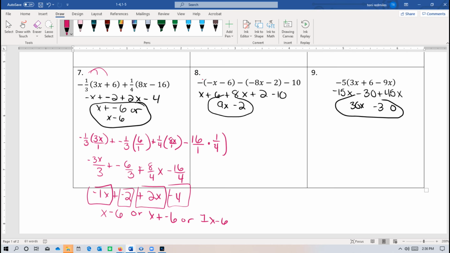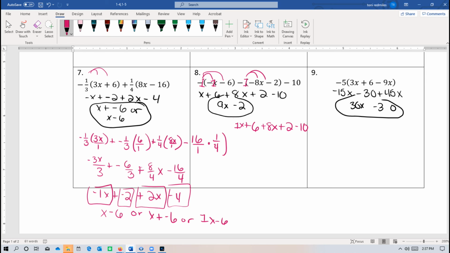All right, understood 1, understood 1, understood 1. Negative 1 times a negative 1 is going to be positive 1. Negative 1 times a negative 6 is going to be a positive 6. Oh, I forgot my x on this one. Negative 1 times a negative 8x is going to be a positive 8x. Negative 1 times a negative 2 is going to be a positive 2. And then I have a negative 10 out there.